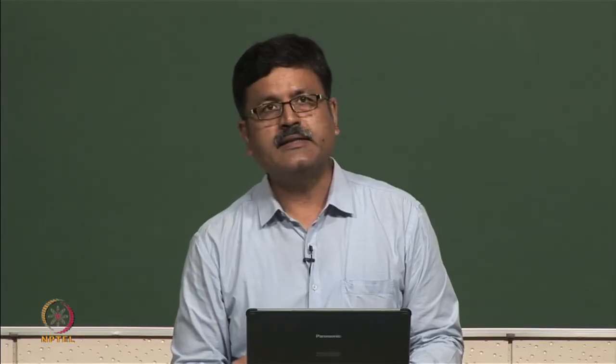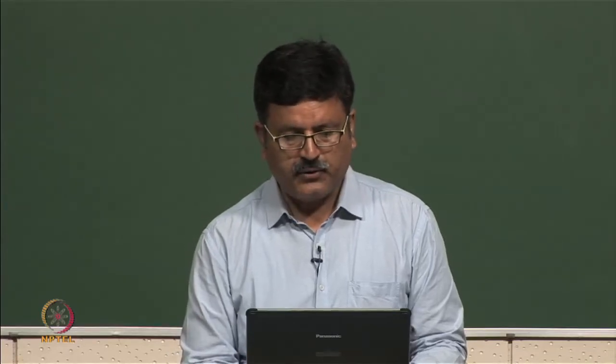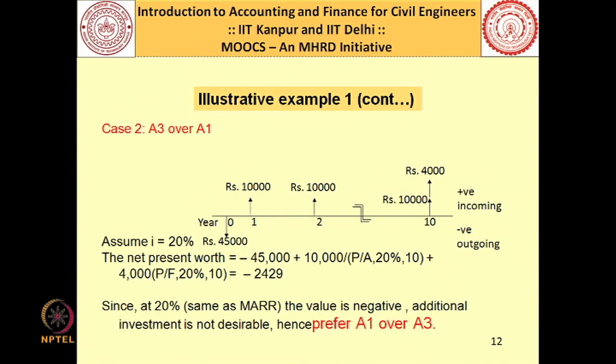Now, I compare this A1 with A3. If you look at the comparison between A1 and A3, this is how it looks. Between A1 and A3, you are investing 45,000 rupees extra at time t equal to 0. And what is the return that you are getting? You are getting an annual benefit of 10,000 for the next 10 years, and you are also getting an increase of rupees 4,000 in terms of salvage value. Here again I calculate the NPW at i equal to 20%, and I am getting a negative value, minus 2,429.